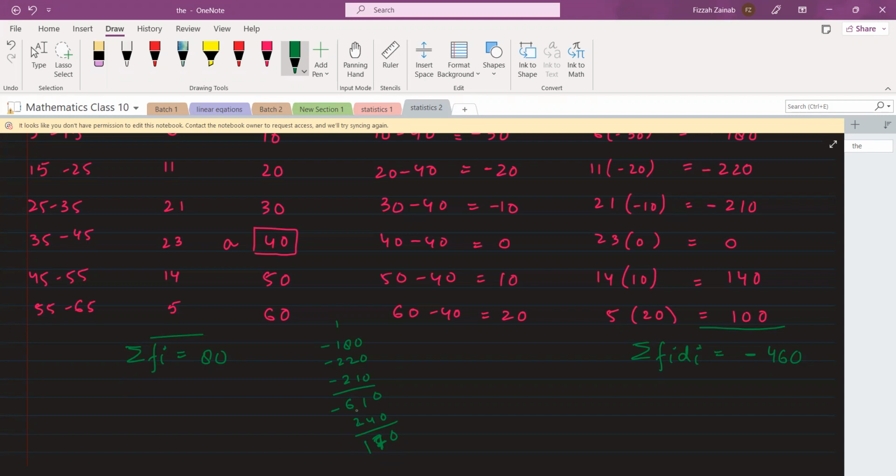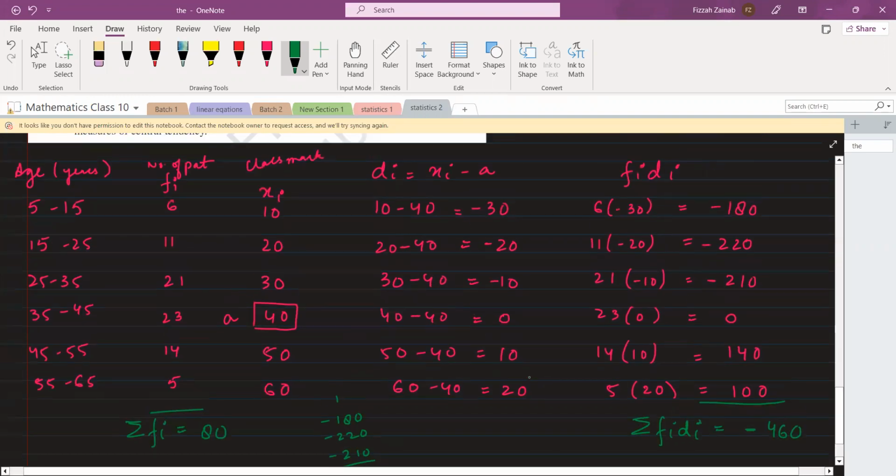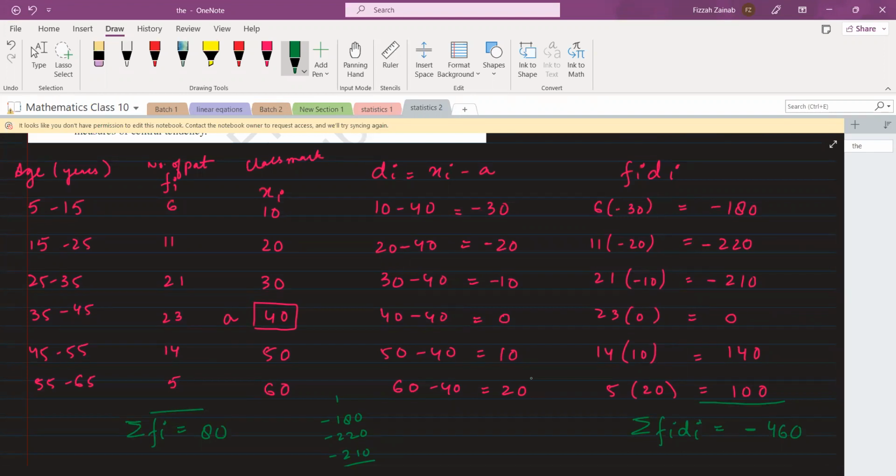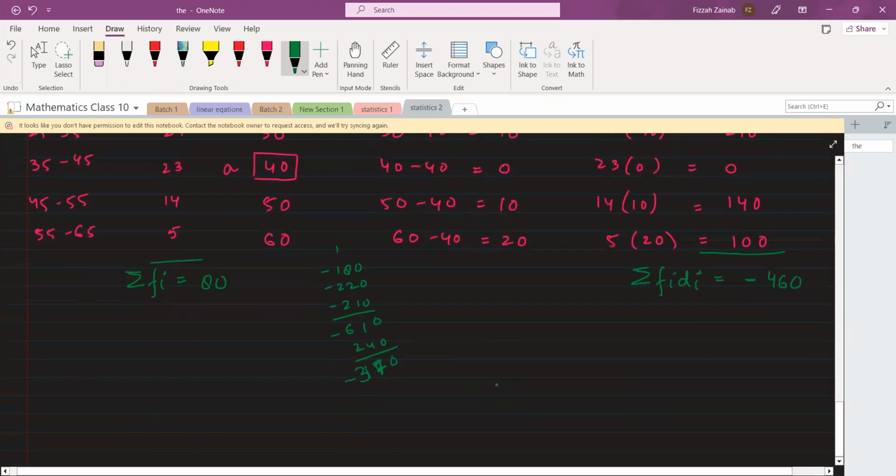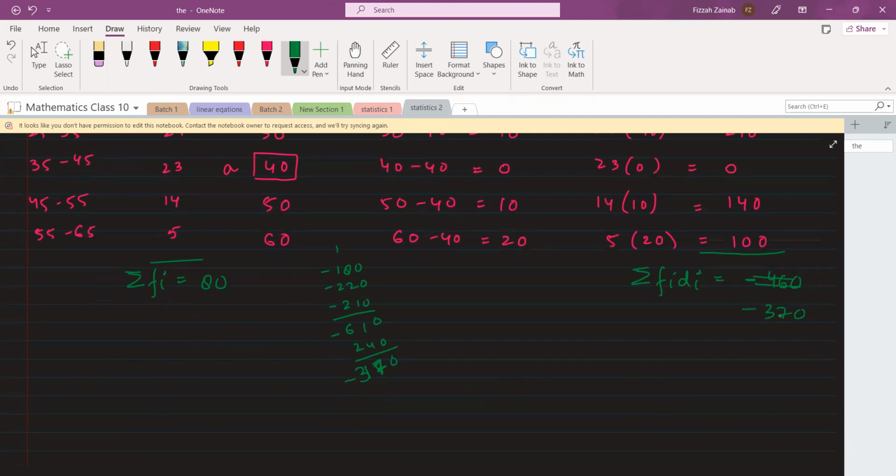No. Wait. This will become 5 minus 2. Minus of 370 I'm getting. Now this is really bad. No one is speaking. Abdullah, can you just tell me how much is summation fi di of this data? Ma'am, it's minus of 370. Minus of 370, right? Now check your calculations. Okay, so minus of 370.